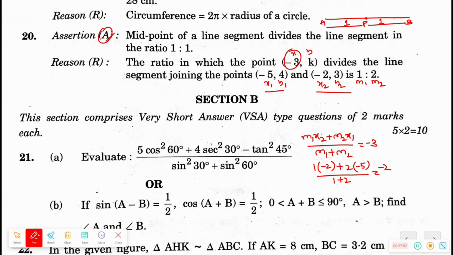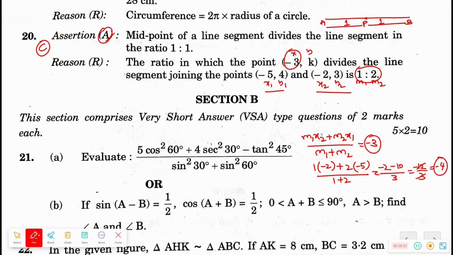Minus 2 minus 10 by 3, that is minus 12 by 3, that is minus 4. But is it minus 4? No, this is minus 3. So the ratio is not 1 is to 2. That means the reason is false. Assertion is true, reason is false. Option C is correct. Hope you all understood the solutions of set 2 objective questions.